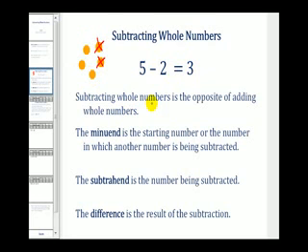So subtracting whole numbers is the opposite of adding whole numbers. The minuend is the starting number, or the number from which another number is being subtracted. So in this case, the minuend is 5. The subtrahend is a number that is being subtracted. So in this example, the subtrahend is 2. And the difference is the result, or the answer, of the subtraction. So our difference is 3.